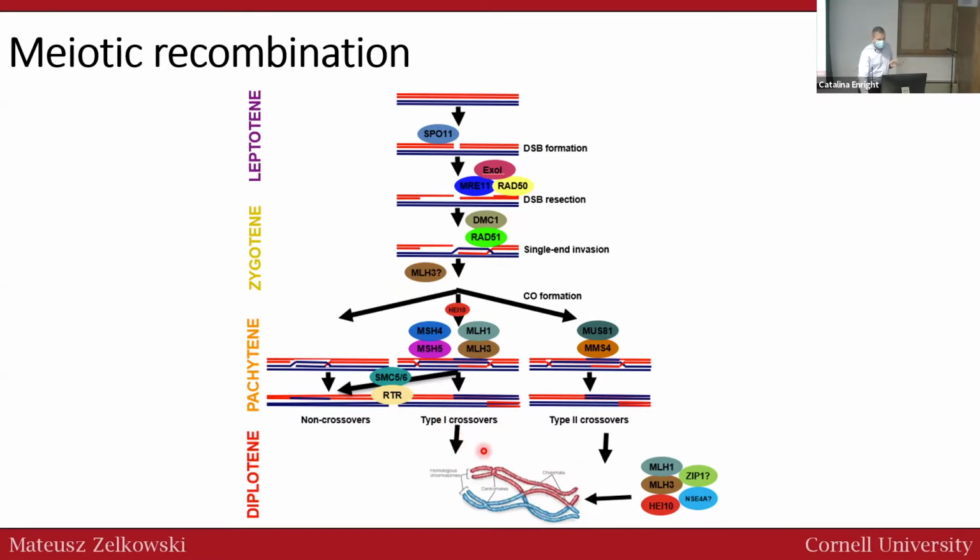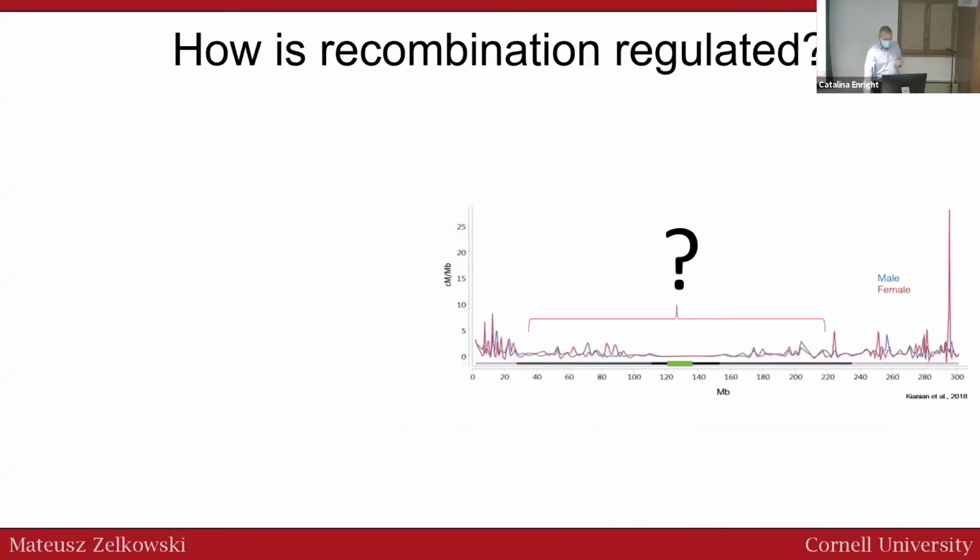Later these crossovers are visible in diplotene. Under the microscope, you can see how the two chromatids are connected together only at this junction, this connection of the crossover. And they are resolved in the diakinesis stage.